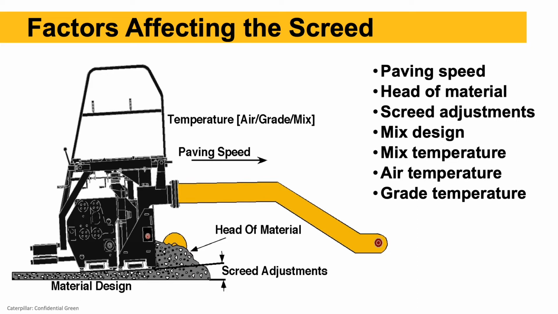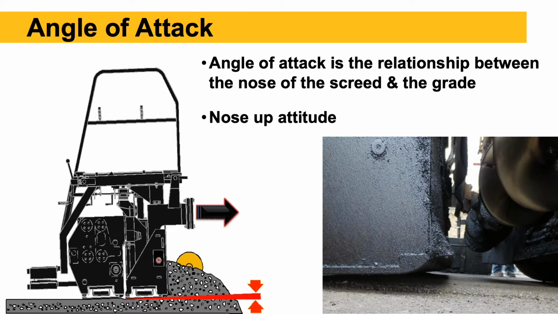Mix temperature, so the hotter the mix is, the more easily it flows underneath the screed. Air temperature and base temperature that we're paving on, to a lesser degree, also affect how that screed's going to float. Angle of attack of that screed is very important. That's the relationship between the nose of the screed and the grade.